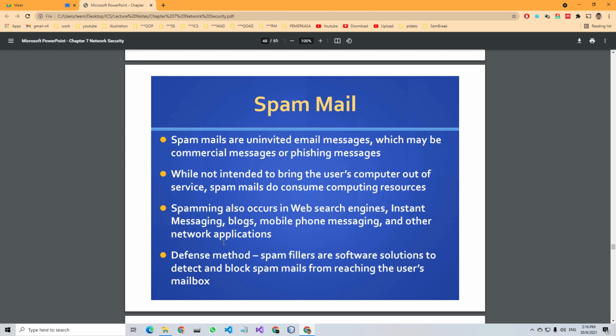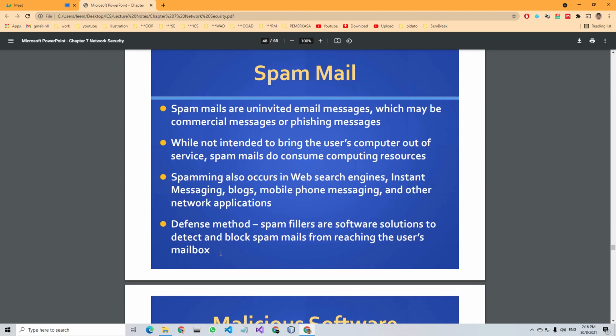While not intended to bring the user's computer out of service, spammers do consume computing resources. Spamming also occurs in web search engines, instant messaging, mobile phone messages, or other network applications. So how to defend? Use a spam filter to block spam mail. Our email just blocks those spam mails. Never ever open them.